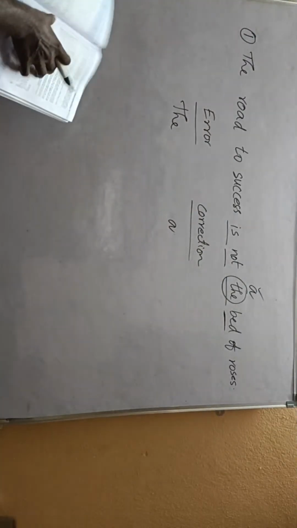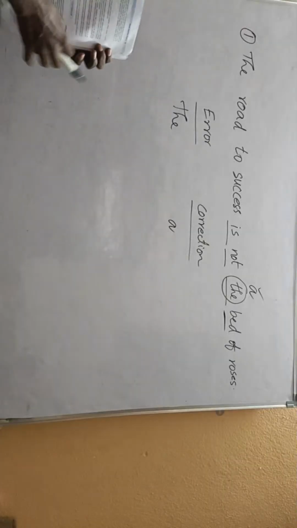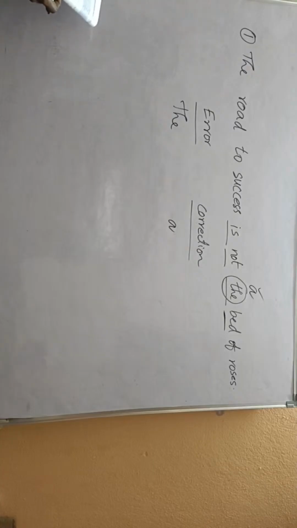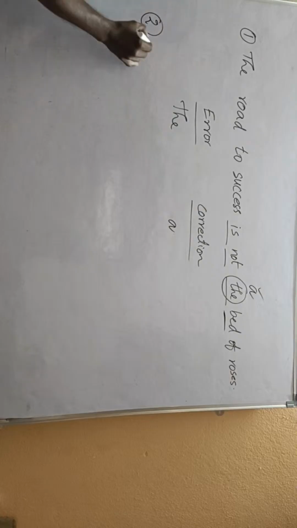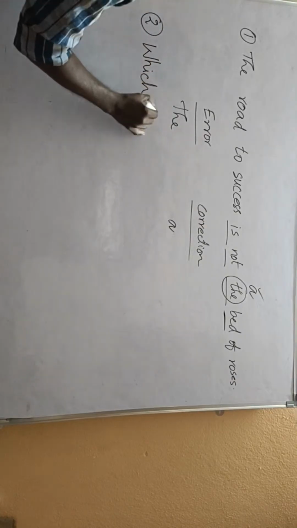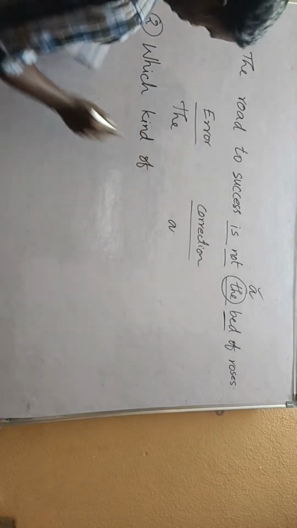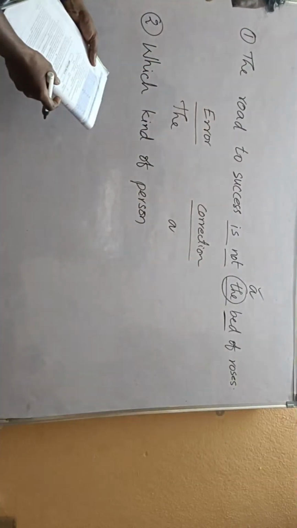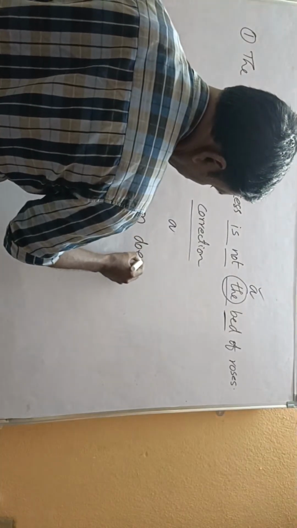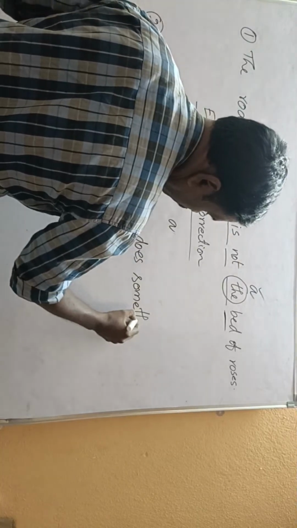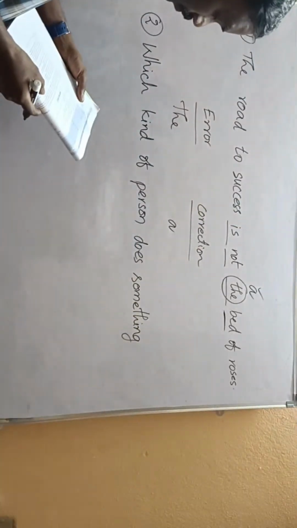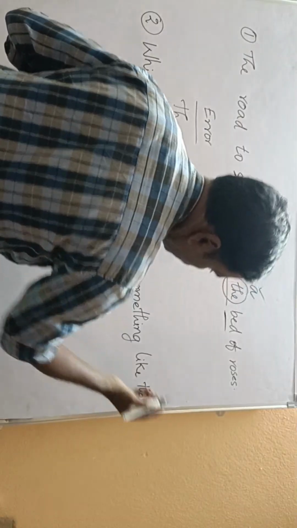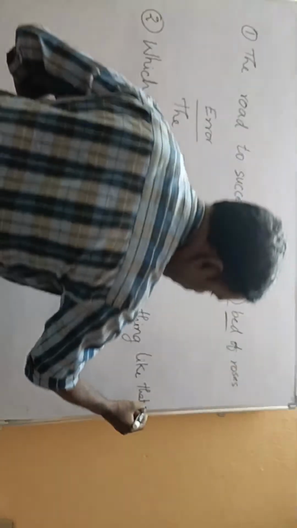Next, second one. Which kind of person does something like that? Something like that, question mark.